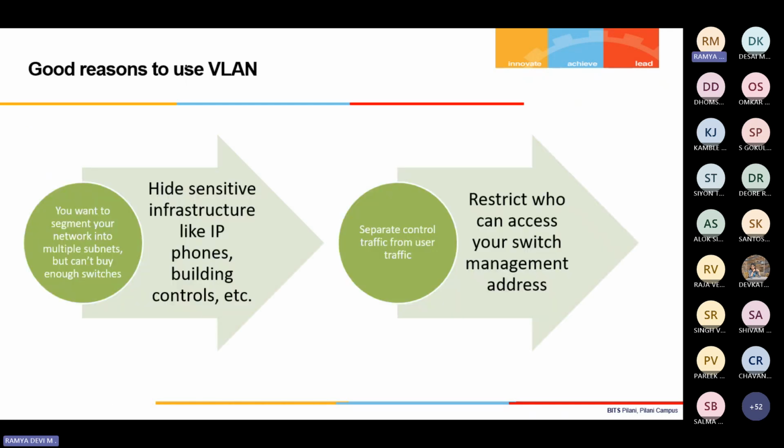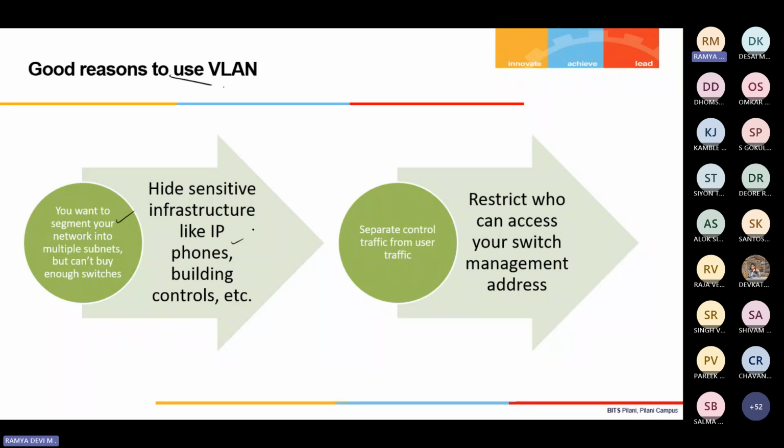So what are the good reasons to use VLANs? Efficient network segmentation without extra hardware. You may need to segment your network into different subnets based upon the department, but you cannot afford multiple physical switches. In that case, you can go for logical separation. With logical separation, a single switch can use different VLANs. In that case, we can go for a VLAN.